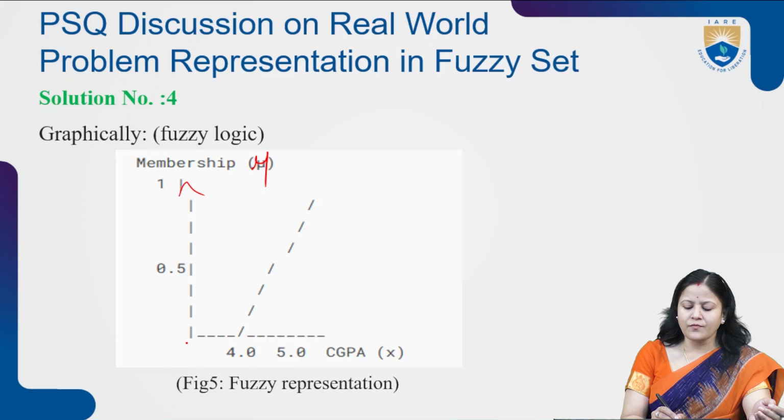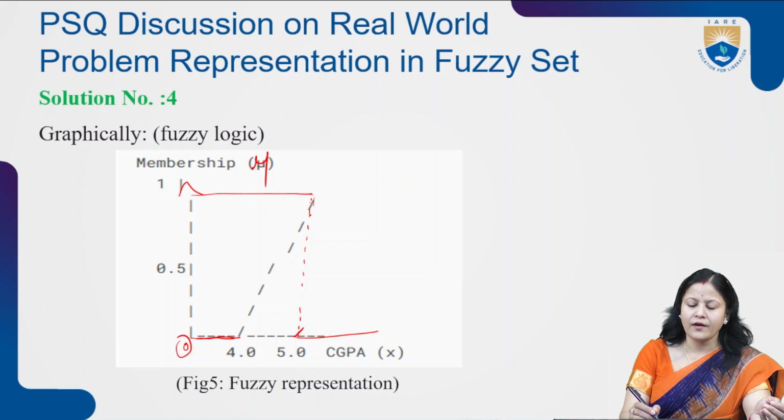Now you can see if the student is scoring between 0 and 4, the membership value would be 0 only. If the student is scoring exactly 5 or more, here you are getting the membership value equal to 1. Okay, this is the 5. And if a student is scoring a value between 4 and 5, the membership value lies between 0 and 1. That means here you can plot a perpendicular line to this line.